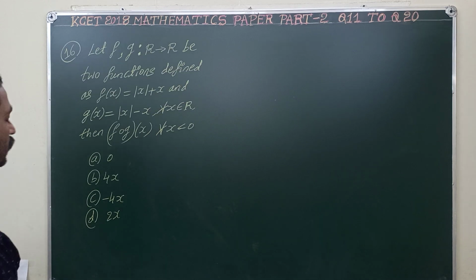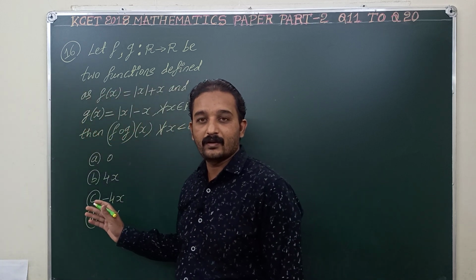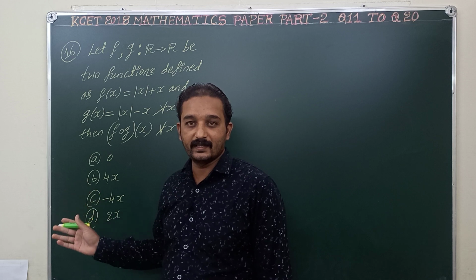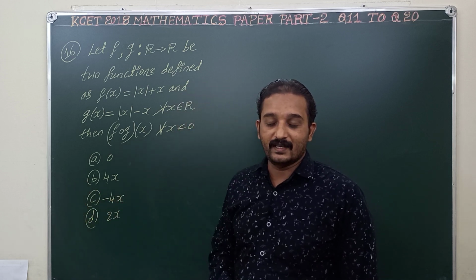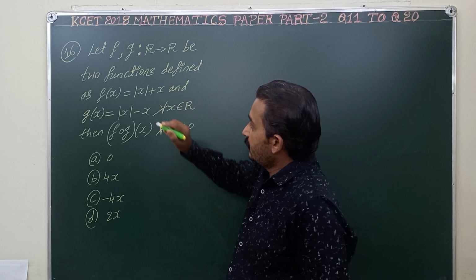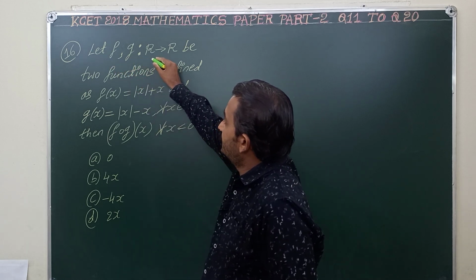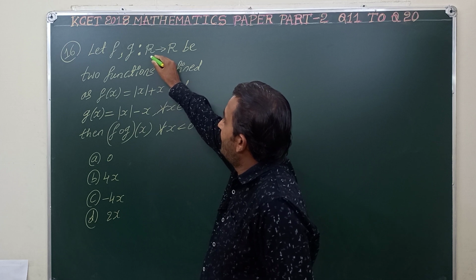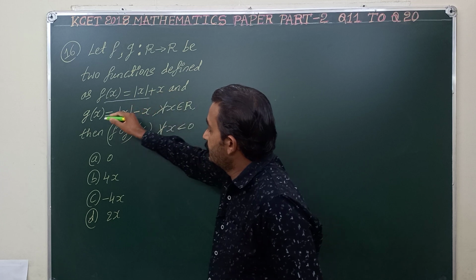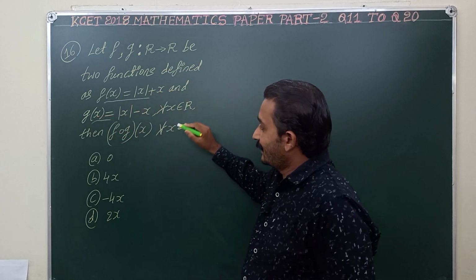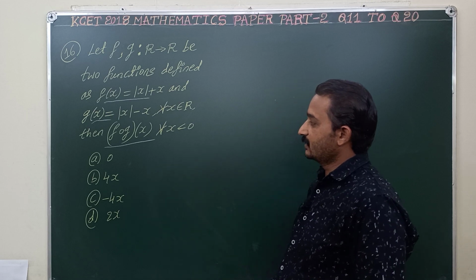So now let us move on to the next question, question number 16. This question is based on the chapter relations and functions, which belongs to the second year, particularly composition of two functions. So let us see the question. F and G are both real valued functions, R to R, defined like this. F and G are defined for all x belonging to the real numbers. Then find the composition of F and G in this case.